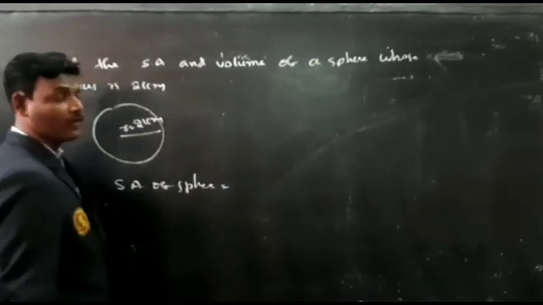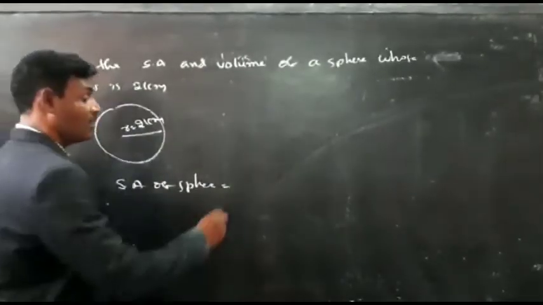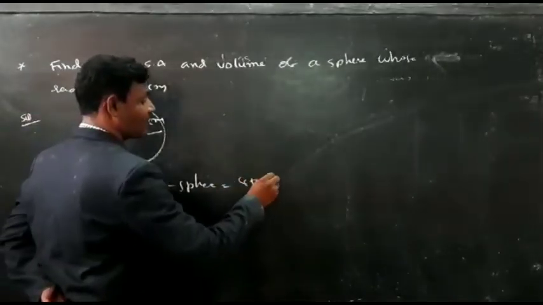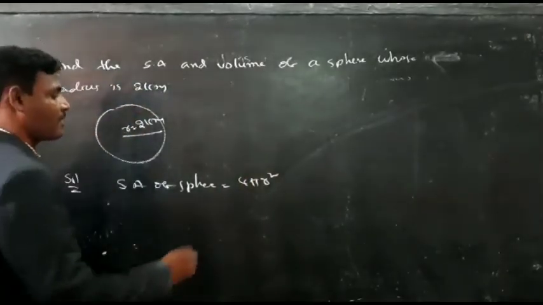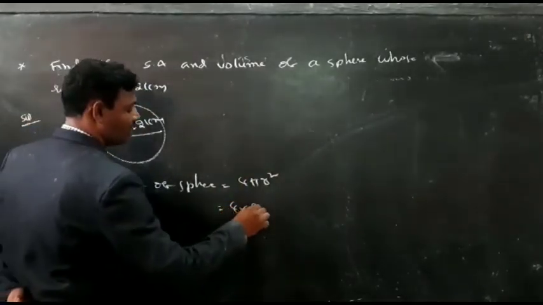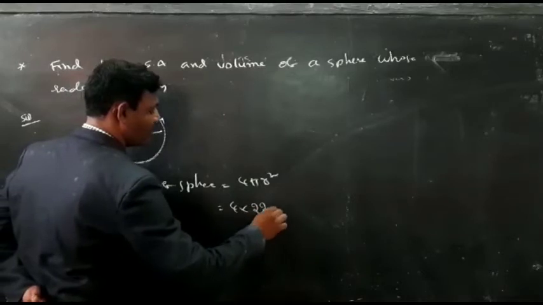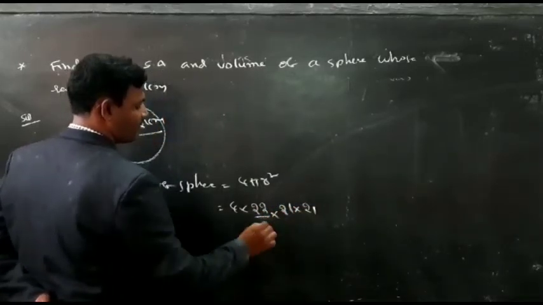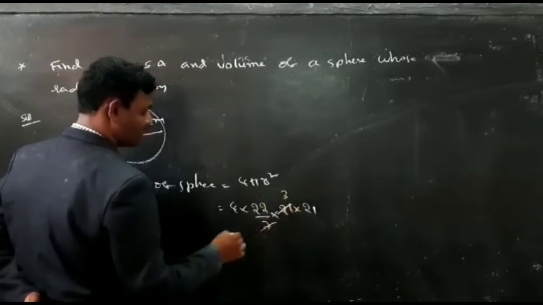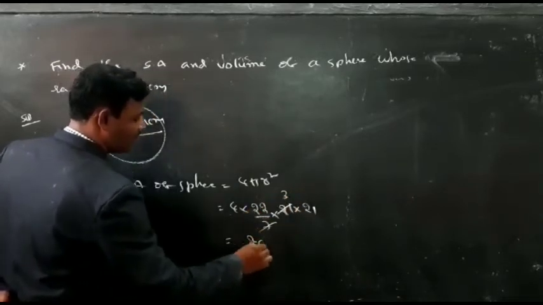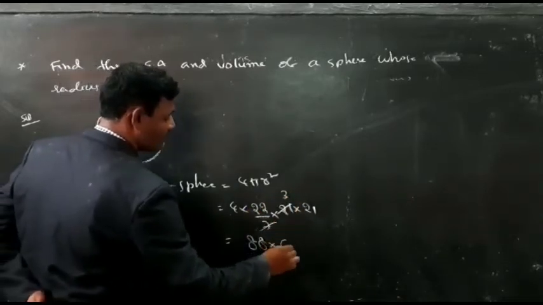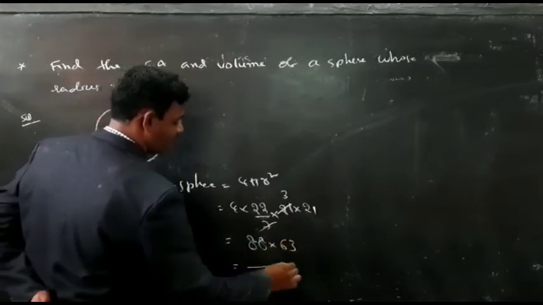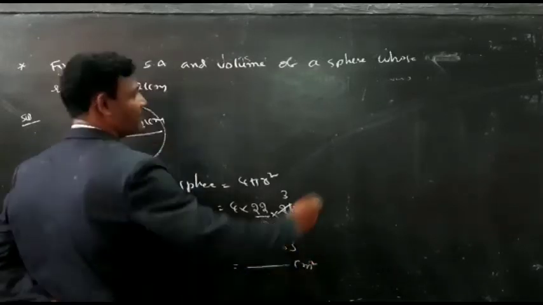What is the formula to find the surface area of a sphere? 4 pi r square. So 4 into, what is the value of pi? 22 by 7 into r square means 21 into 21. 7 ones are 7, 7 threes are 21. It is nothing but 88 into 63. So multiply the answer and write in centimeter square.